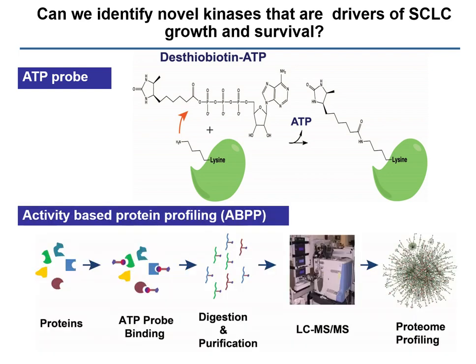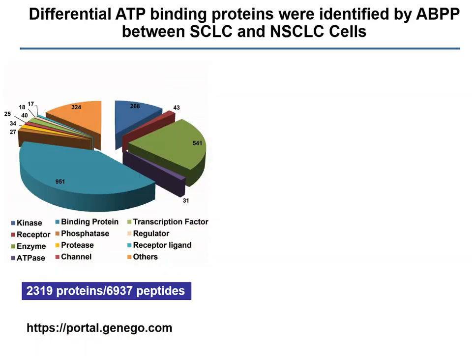Here is the ABPP profiling process. We make the lysate and use the ATP probe to bind the active enzymes. Then, after digestion, the modified peptides can be purified by streptavidin beads. Then we use LC-MS to identify the ATP binding proteins. We characterized the ATP binding proteins in 18 small cell lung cancer and 18 non-small cell lung cancer cell lines.